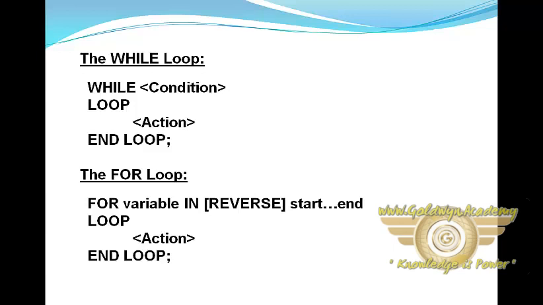And the FOR loop. It is also a type of loop. FOR variable IN [REVERSE] start..end LOOP action END LOOP. Here the variable can be anything. The variable in the FOR loop need not be declared. Also, the increment value cannot be specified. The FOR loop variable is always incremented by 1.